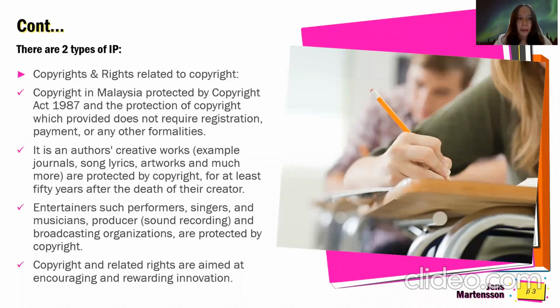There are two types of IP. The first one is copyright and rights related to copyright. Copyright in Malaysia is protected by the Copyright Act 1987, and the protection provided does not require registration, payment, or any other formalities. It is just an author's creative works, examples such as journals, song lyrics, artworks, and much more, are protected by copyright for at least 50 years after the death of their creator.